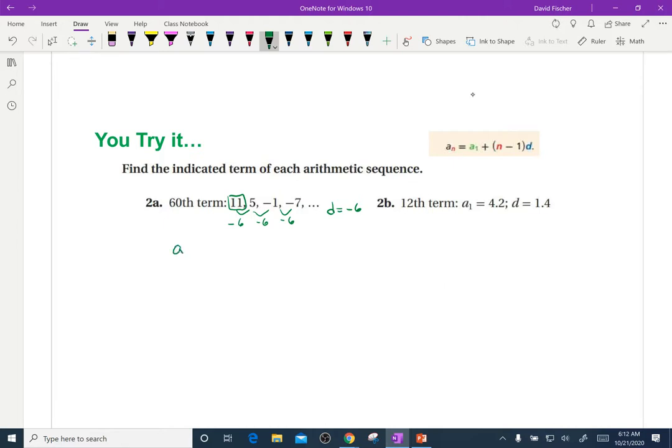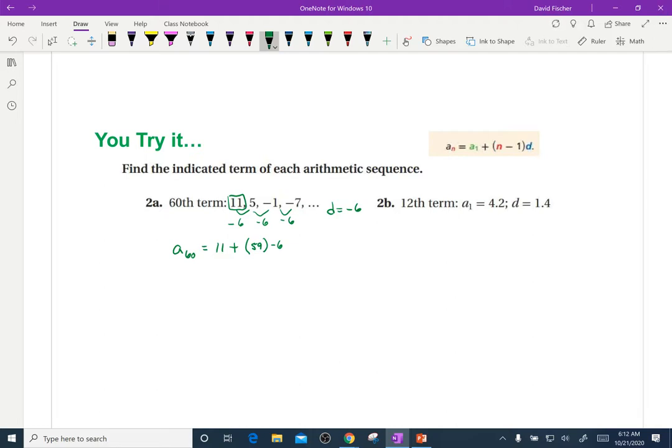I want A sub 60 equals my first number plus the number I want, 60 minus 1. So I'm just going to write 59 in there, times my difference. All right, finish that mathematical problem out. Do 2B. I have the answers on the next page, so let's see how we did.